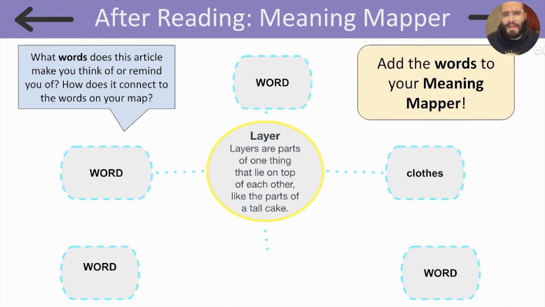Now take out your meaning mapper. In the middle, we have our focus word, layers. Layers are parts of one thing that lie on top of each other, like parts of a tall cake. We already wrote down the word clothes because we can wear clothes in layers. You can wear an undershirt, then a shirt, then a hoodie, and then even a coat. So you can wear clothes in a lot of layers.